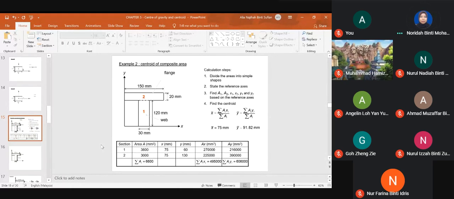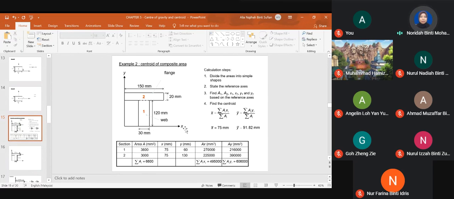Okay. So section 1 now. Section 1, what is the area? The area now is 30 times 120. We have 3,600 millimeters square. Area number 2, we have 150 times 20. We have 3,000 millimeters square.